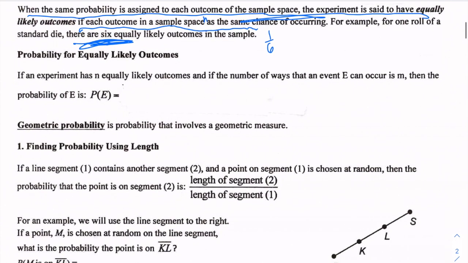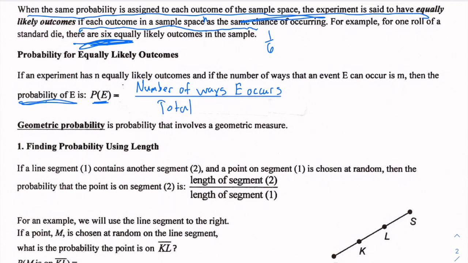Kind of common sense. So in general, your quote-unquote formula, not really a formula: the probability, again, P is probability, of E, which is some event, is the number of ways E occurs, whatever you want to occur, over the total possible outcomes.